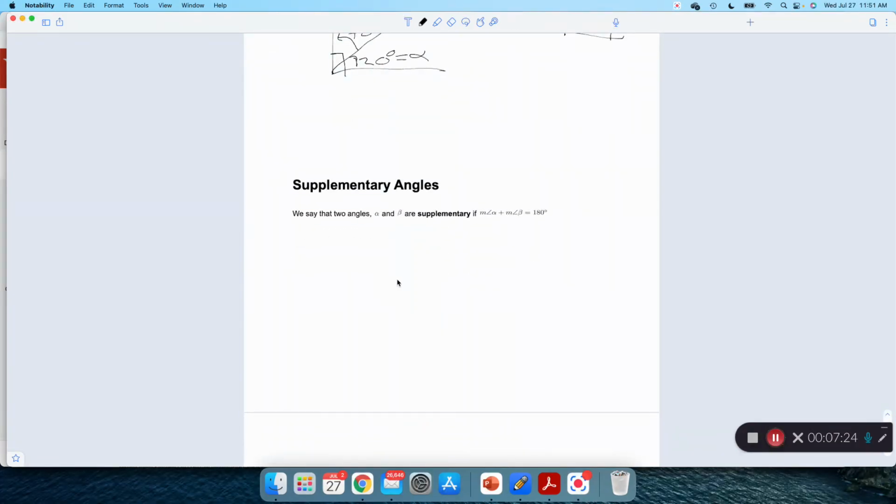Similarly, supplementary angles form a straight angle, 180 degrees. So I might have maybe this alpha is a 130 degree angle, and then maybe beta lives in here, and he's a 50 degree angle. Well, altogether they form a straight line, a straight angle, 180 degrees. But again, they don't have to literally be sitting next to each other. I might have 120 degrees and a 60 degree angle. And these would still be supplementary angles because they add up to 180.